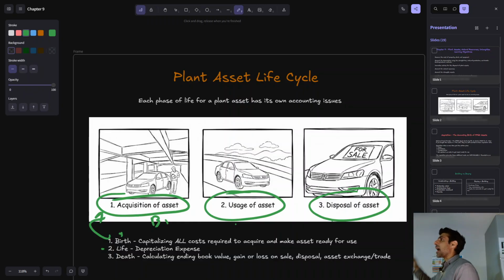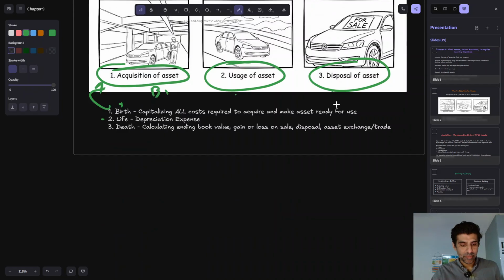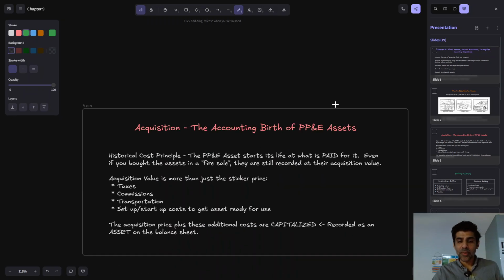Okay, so again, in my mind, just think of these assets like some kind of being, and they have these three phases, and you have to think about what phase your asset is in, and remember that each of these has its own specific accounting topics. Okay, any questions on this? No? Okay, so let's talk about birth.